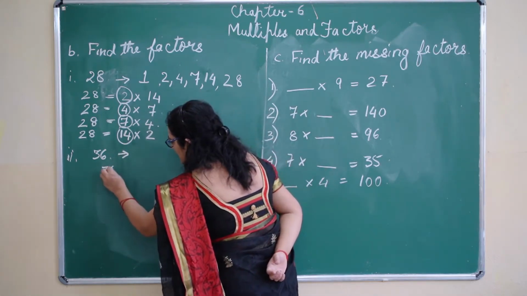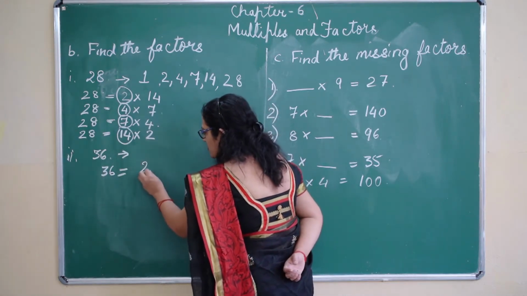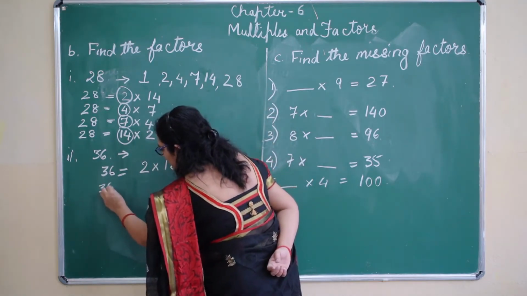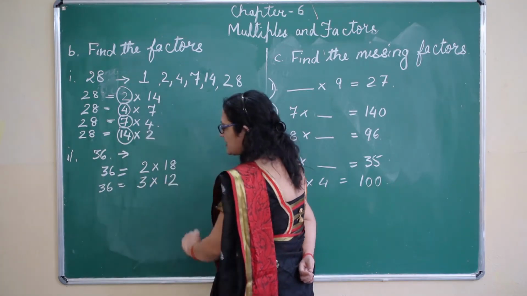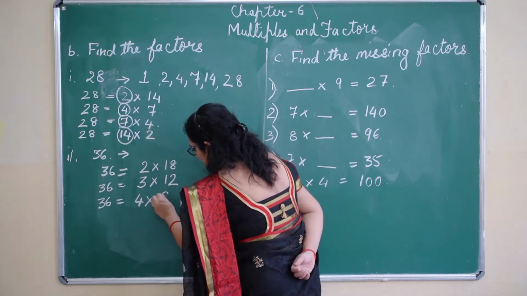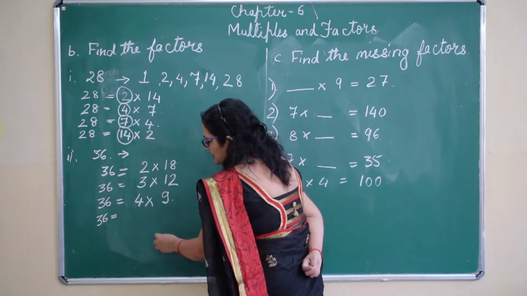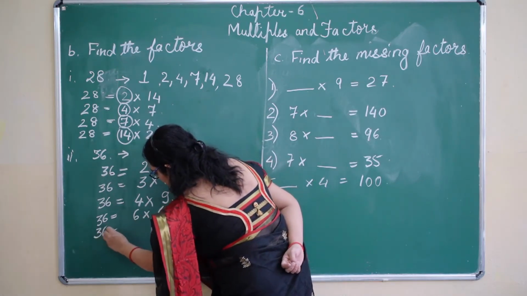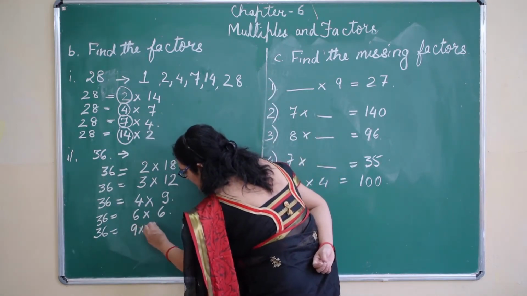Okay. Now again we will write the factors of the next question, 36. In the table of 2, does 36 come? Yes, 2 18s are 36. That is the first factor. Second, does 36 come in the table of 3? Yes, 3 12s are 36. 4 9s are 36. Next, the table of 5? No. Then 6? Yes, 6 6s are 36. 7 no. 8 no. Then 9 4s are 36.